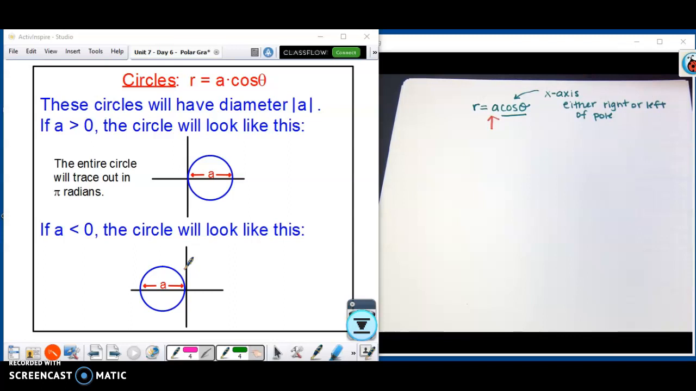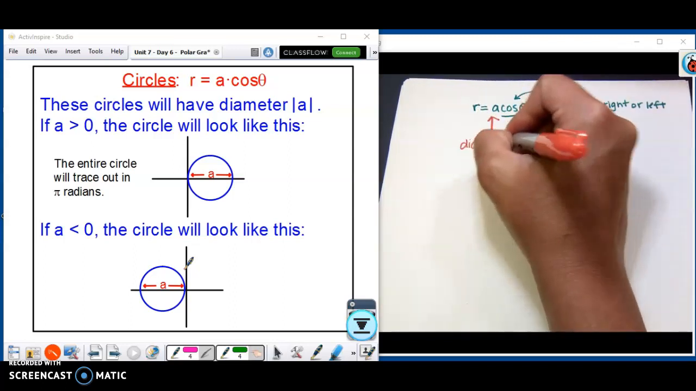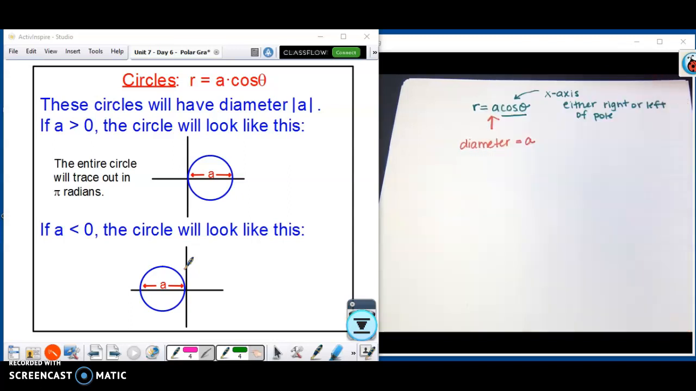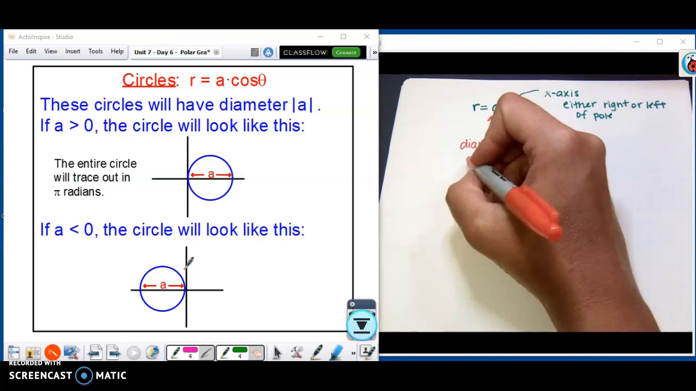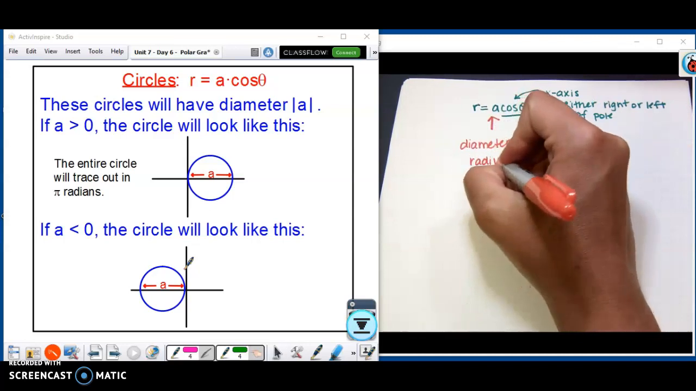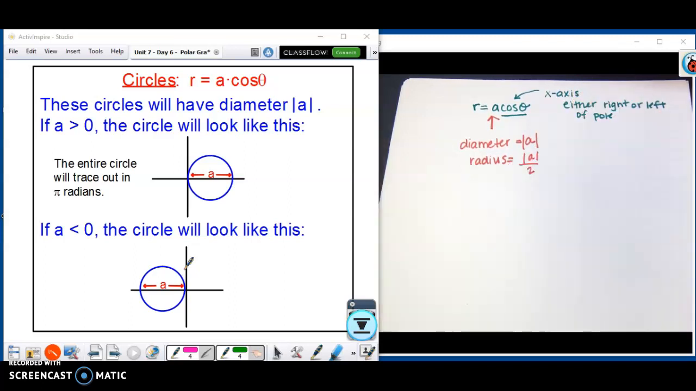First off, the diameter of the circle is going to be what that a value is. Now it is going to have to be the absolute value, for some reason if it's negative. So if you want to get the radius of that circle, you would have to do the absolute value of a divided by 2. And a lot of times we just talk about the radius, so just keep an eye on that going back and forth. Just be careful with what they're asking for.